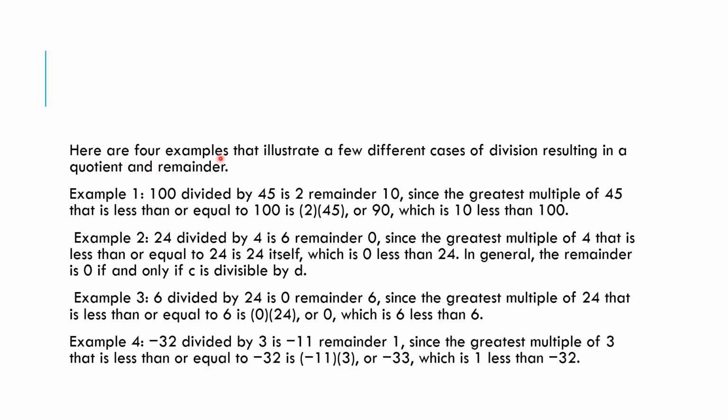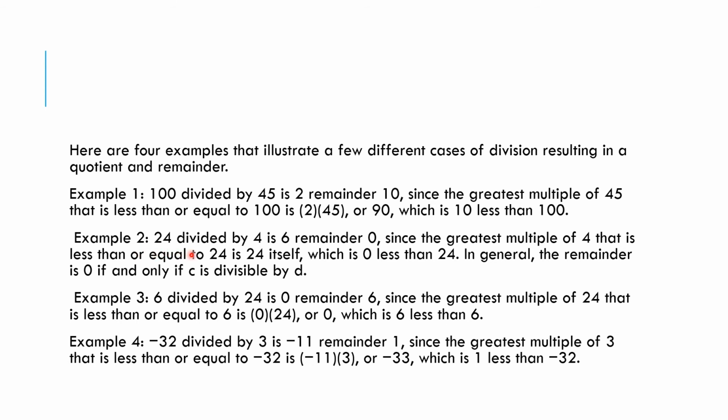Okay, here are 4 examples that illustrate a few different cases of division resulting in a quotient and a remainder. 100 divided by 45 is 2, remainder 10, since the greatest multiple of 45 that is less than or equal to 100 is 2 into 45, 90, which is 10 less than 100.